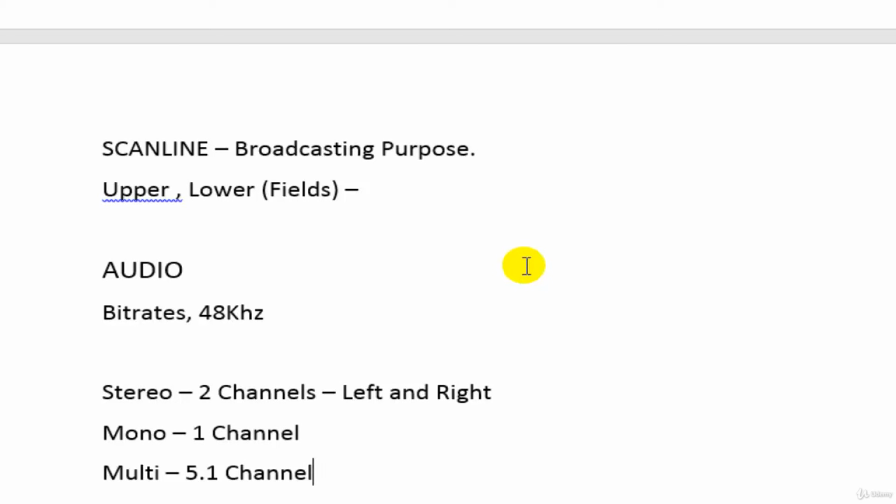Mono means only one channel, so it would have the audio data only on one channel. Now coming to multi-channel, it would have the audio data for a 5.1 channel layout.